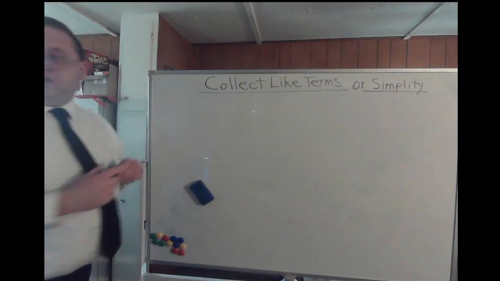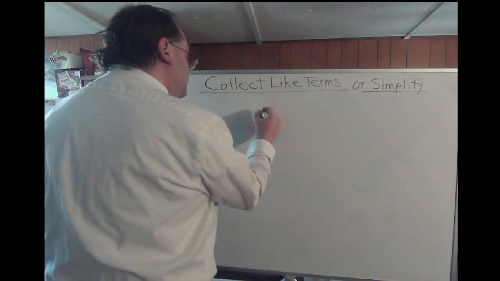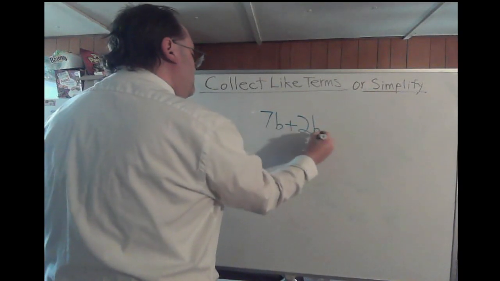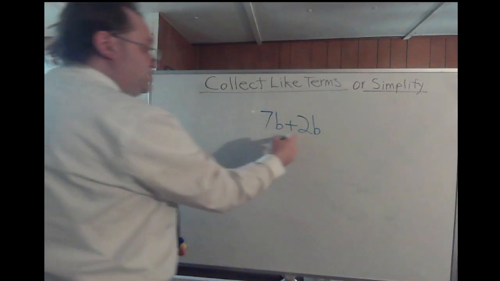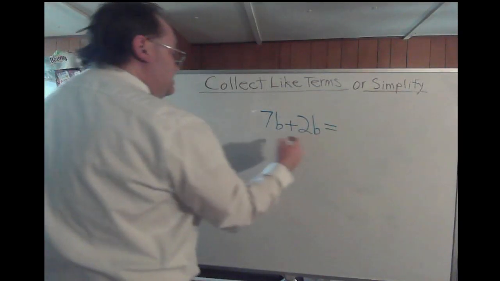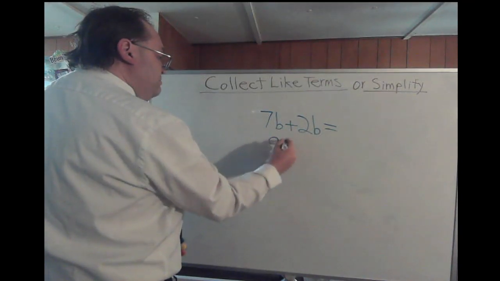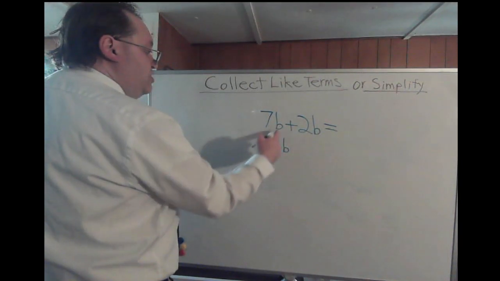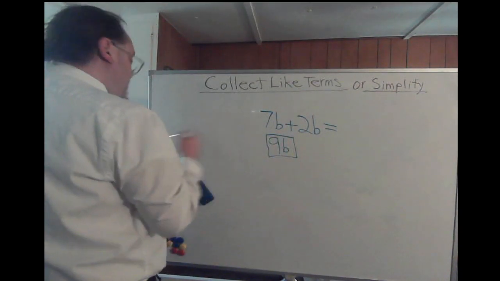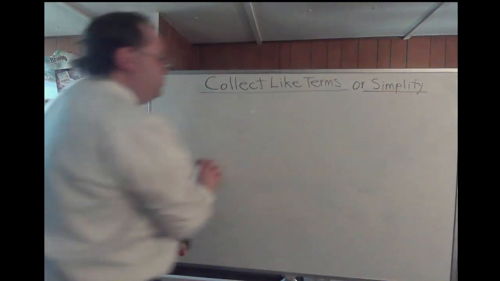Alright, how about another? We have 7b plus 2b. Well, both terms have the variable b, so we can add them together. So we have 7 plus 2, when you add the coefficients, you'll get 9b. You just add the coefficients and keep the variable, you got 9b. That would be your answer.